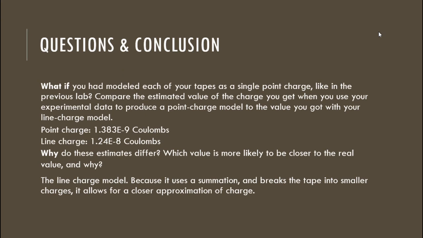So what if we had modeled each of our tapes as a single point charge like in lab 1? Using our point charge model for this set of tapes, we got that Q would equal 1.38 times 10 to the negative 9th coulombs. However, using our line charge model for the same set of tapes, we got 1.24 times 10 to the negative 8 coulombs, which is a whole order of magnitude larger.